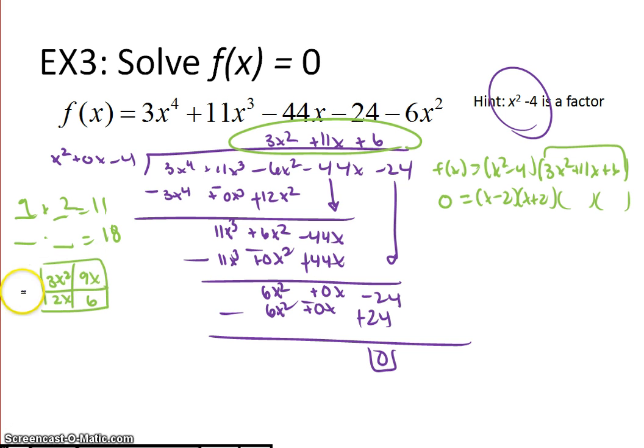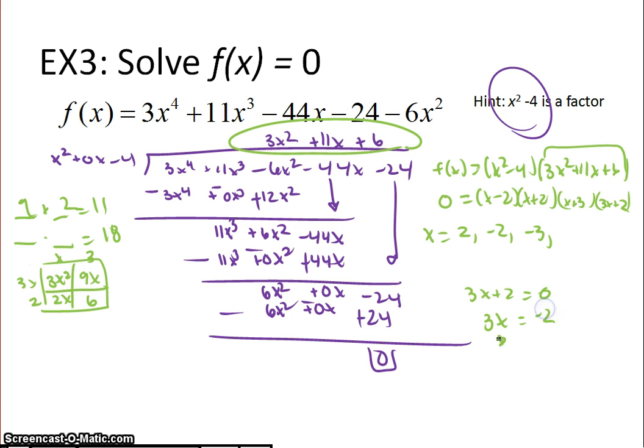Excuse me, let me back up a bit. So I have 9x and 2x, pull out the GCFs. That would be 2, 3x, x, and a 3. So that tells me it factors as x plus 3 and 3x plus 2. And I'm going to set each of those equal to 0. So I get x equals 2, negative 2, negative 3. And when I set 3x plus 2 equal to 0, subtract 2, 3x is negative 2, or x is negative 2/3. So those are all the zeros, and the line above it is in factored form.